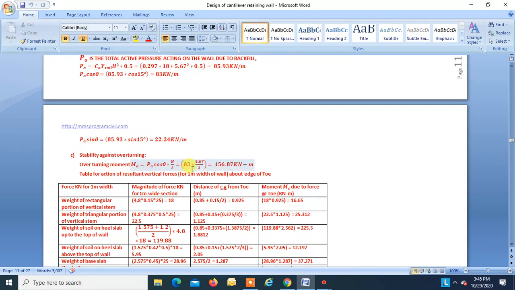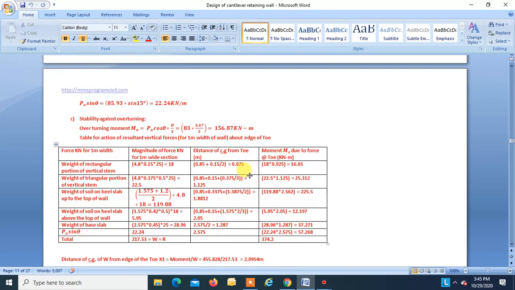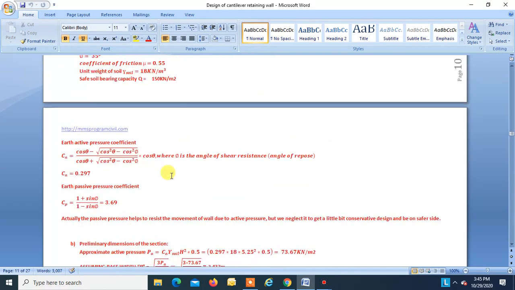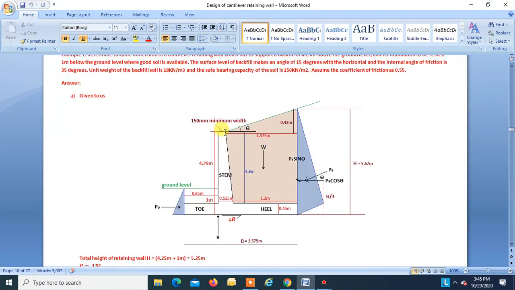Now we have to find the resisting moment. So first we will have to find the resultant vertical forces. Table for action of resultant vertical forces for 1 meter width of wall about the edge of toe. So first, weight of rectangular portion of the vertical stem. We are taking the rectangular portion of this part, right?